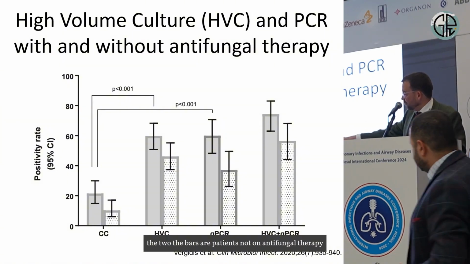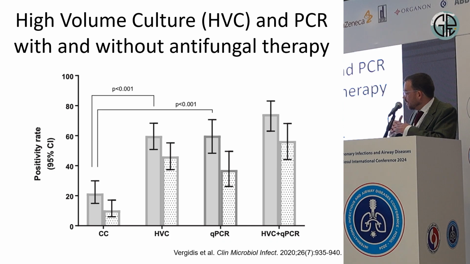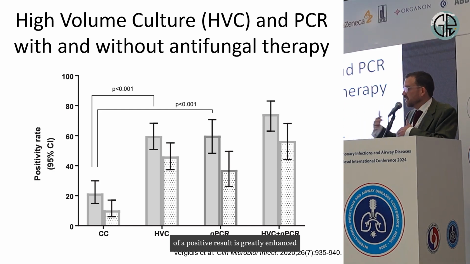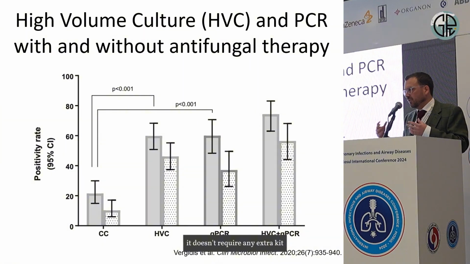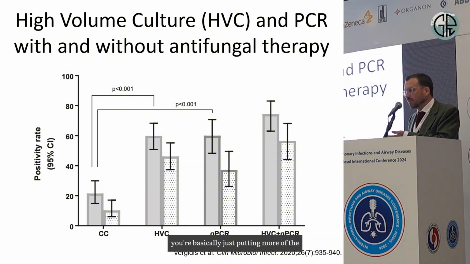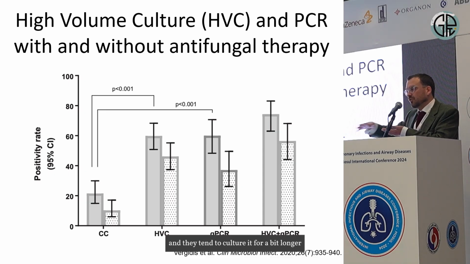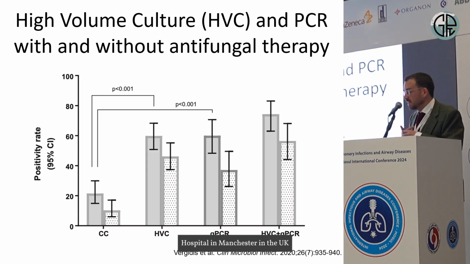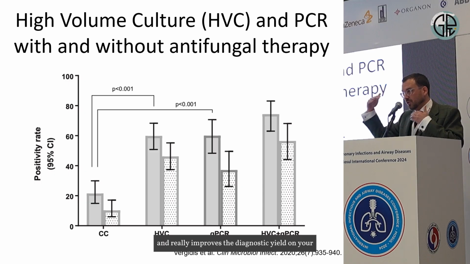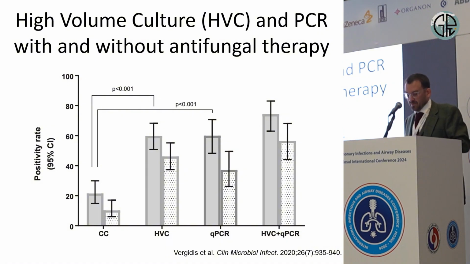The bars are patients not on antifungal therapy and then on antifungal therapy, and you can see the sensitivity and the likelihood of a positive result is greatly enhanced if you have either PCR or even if you use high volume culture. And the great thing about high volume culture is it doesn't require any extra kit, any extra tests. You're basically just putting more of the respiratory sample onto the dish to culture and to incubate. And they tend to culture it for a bit longer. But this technique was pioneered by Wythenshawe Hospital in Manchester in the UK and really improves the diagnostic yield on your respiratory sampling, because conventional culture is quite poor at actually culturing Aspergillus.